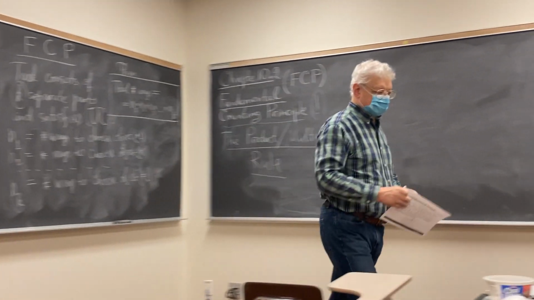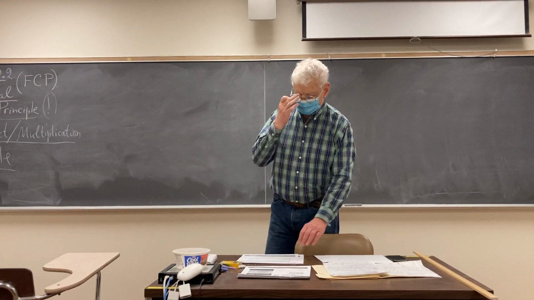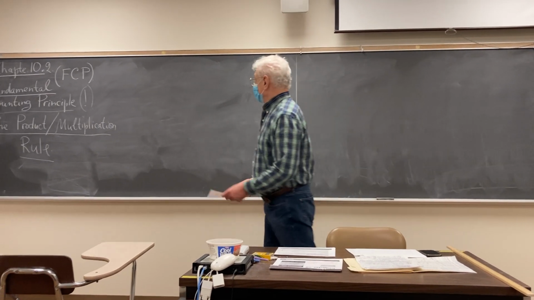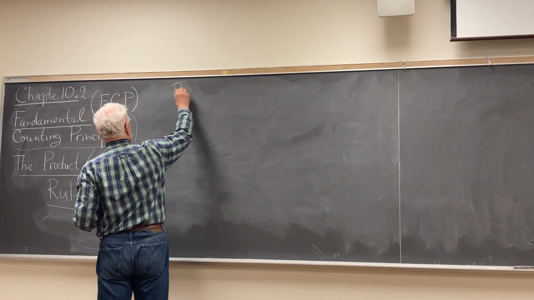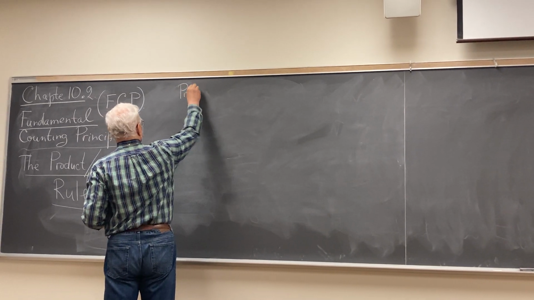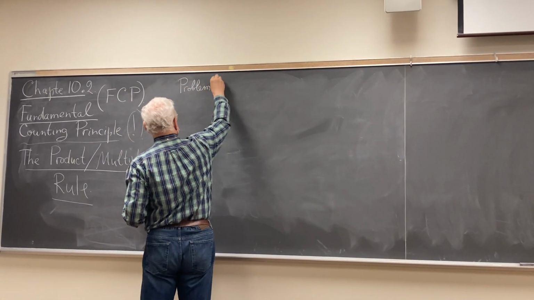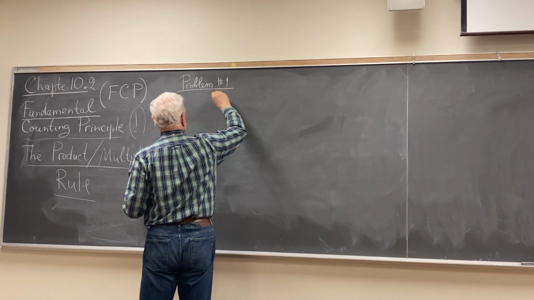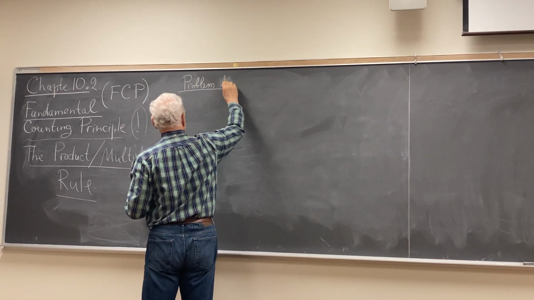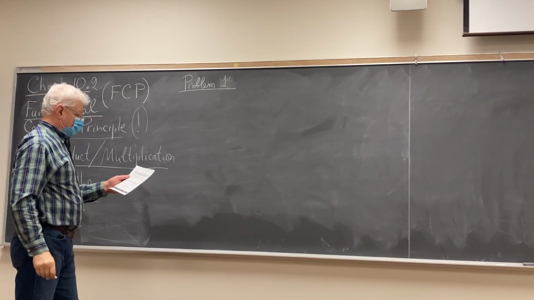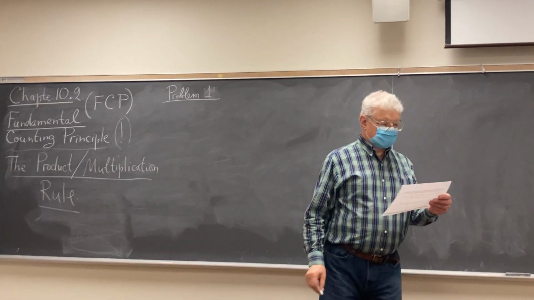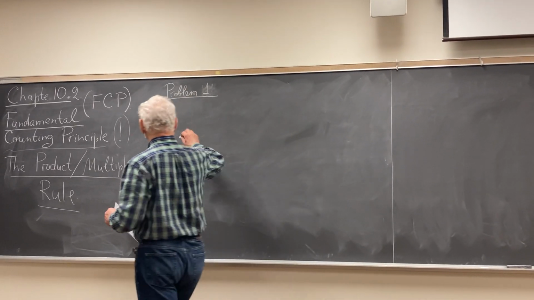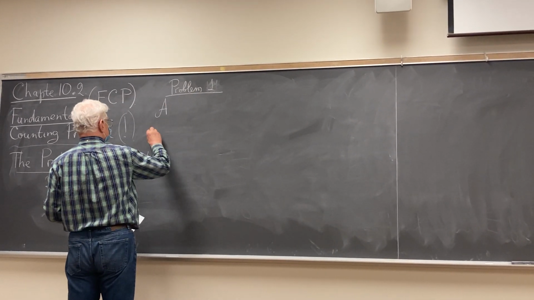Okay, so now we start solving. Problem number 1. So you have an alphabet. You have digits 0, 1, 2, 3, 4, 5. We call it the alphabet A. So this is the alphabet.